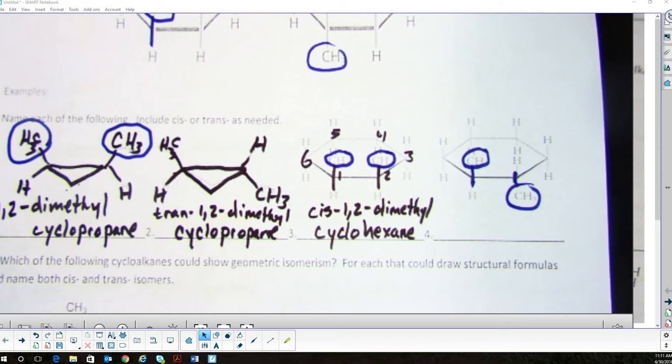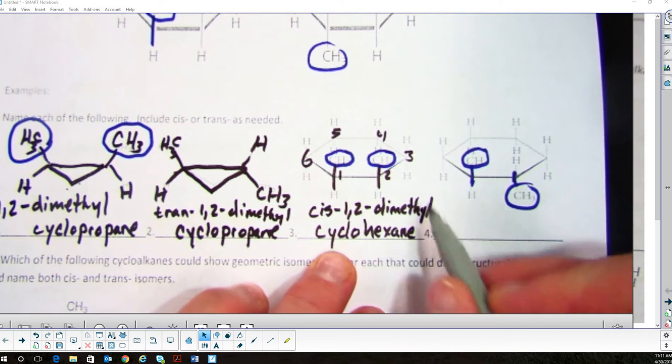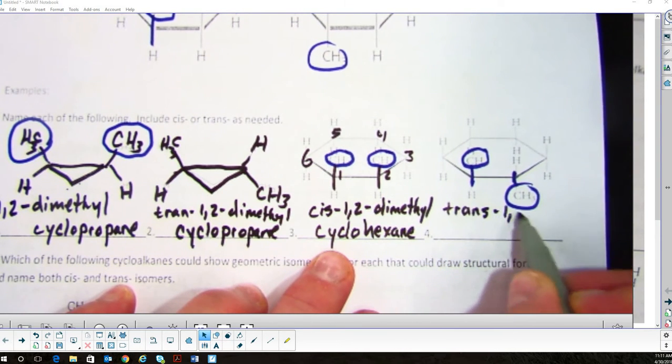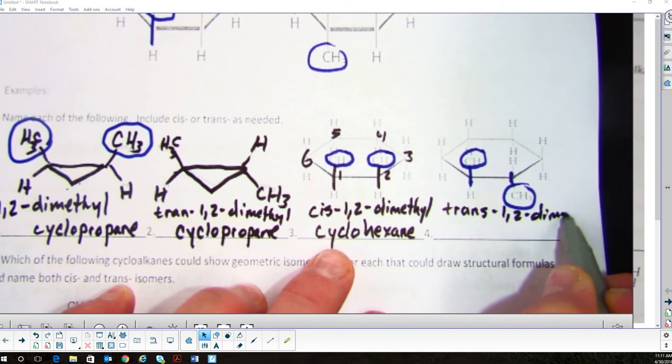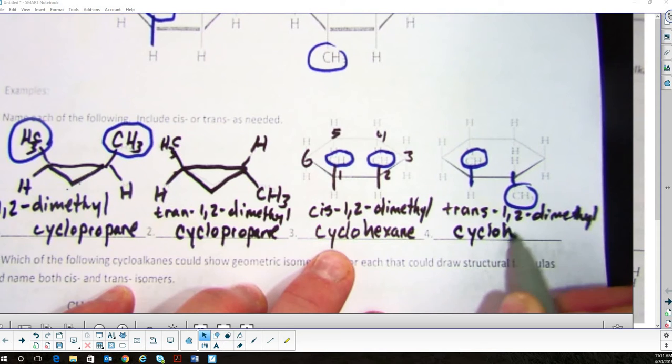Okay, other than Jonathan, who thinks they've got the right answer? Okay, what's the right answer? Trans, 1, 2, good. So the only difference here is this one is trans. 1, 2, dimethyl, cyclohexane.